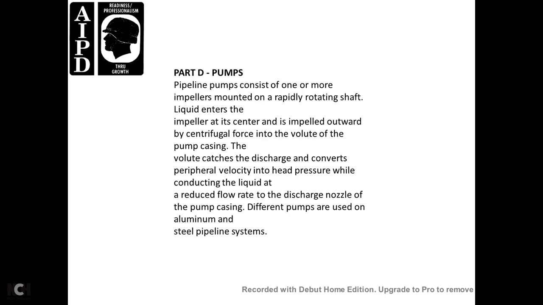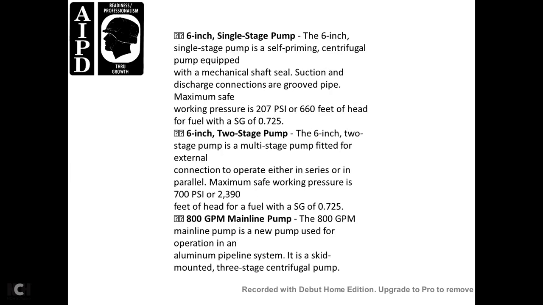Part D, pumps. Pipeline pumps consist of one or more impellers mounted on a rapidly rotating shaft. Liquid enters the impeller at the center and is impelled outward with the centrifugal force, or as in the volute pumping case, the volute catches the discharge and converts the peripheral velocity into head pressure while conducting the liquid at a reducing flow rate to the discharge nozzle of the pumping case. The different pumps are used on aluminum and steel pipeline systems. 6-inch single-stage pump.